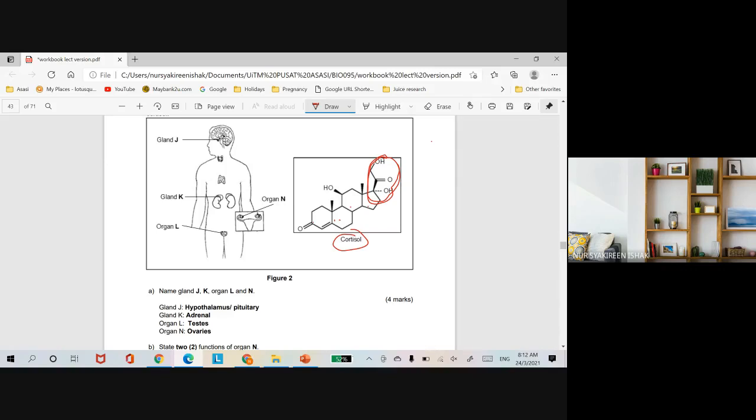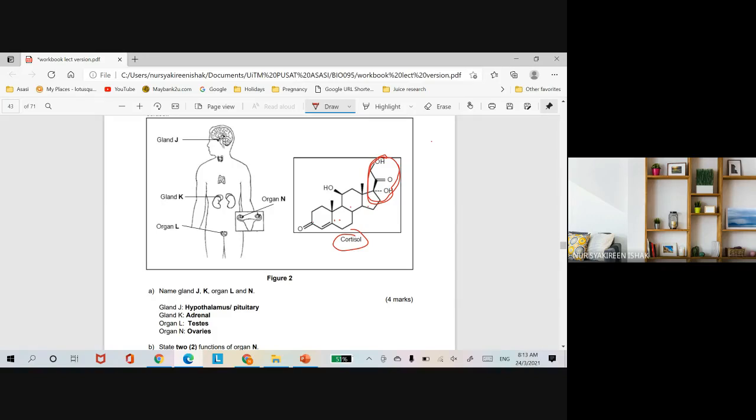Tapi cortex dia akan secrete glucocorticoids tu masa body awak ada stress yang berpanjangan lah. Kan berpanjangan, you are stressed sebab tak makan ke, kecewa, putus cinta ke, whatever kan, so tak selera makan, so your body will turn on this mode of response, which is to secrete glucocorticoids by the cortex. Tapi kalau medulla, you are under stress and your body requires energy at that time in the fight or flight situation. Yeah, so those are the two differences.